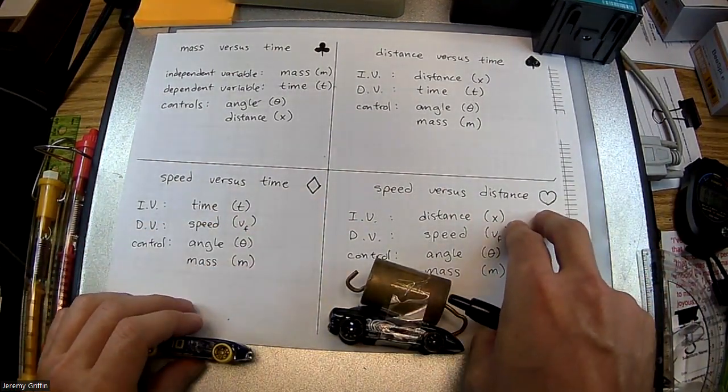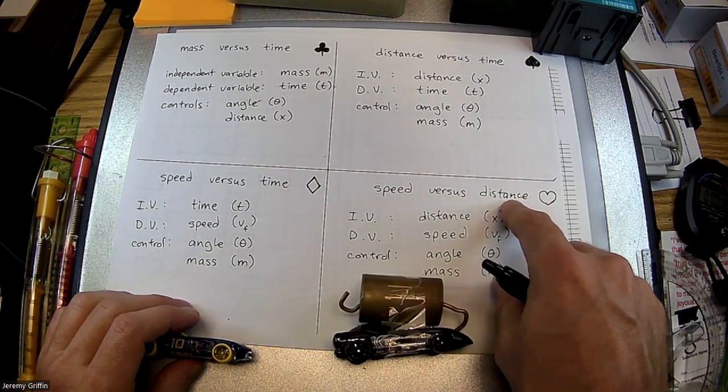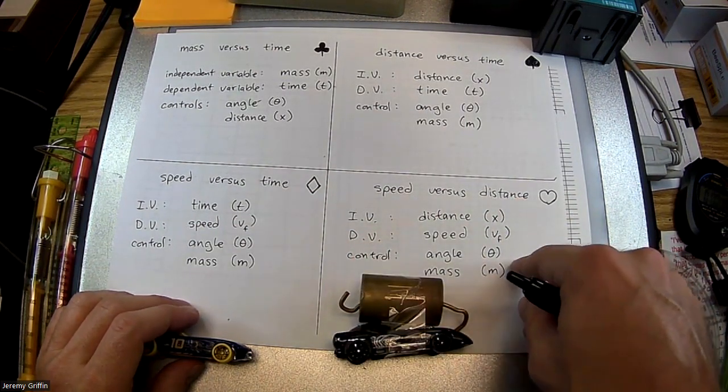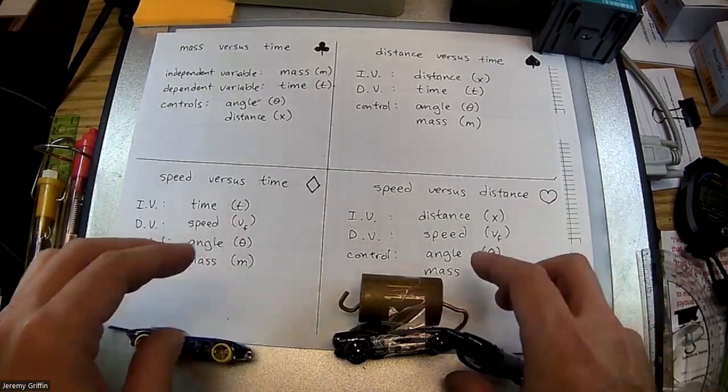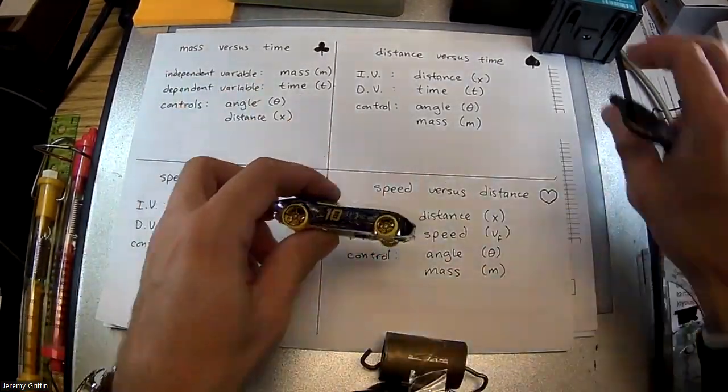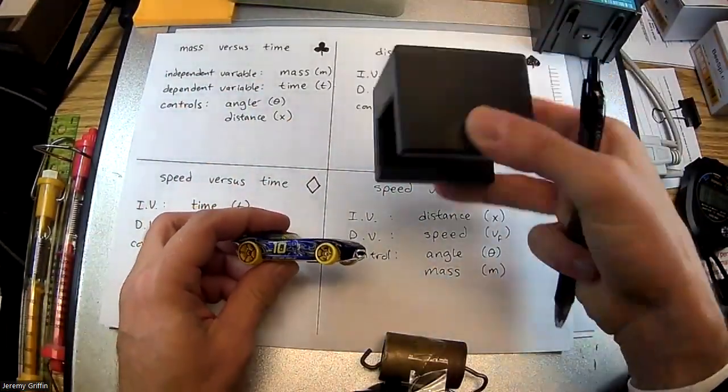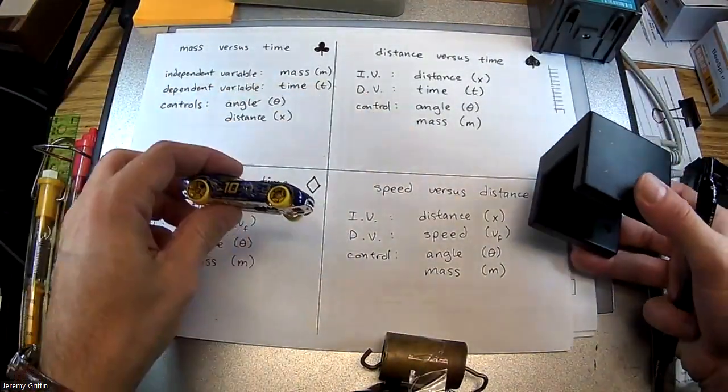Let's start with the hearts here. Start with hearts, right? So speed versus distance. Now this is, of course, controlling for the mass and the angle. So you'll let the car roll different distances, and then you're going to gather the speed. Suppose you want to use the speed gate right here, and you see what the speeds are after it's rolled.